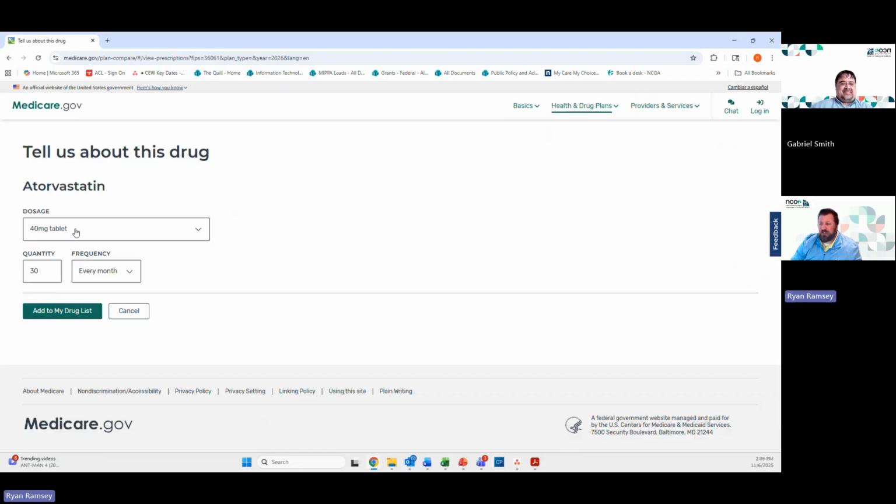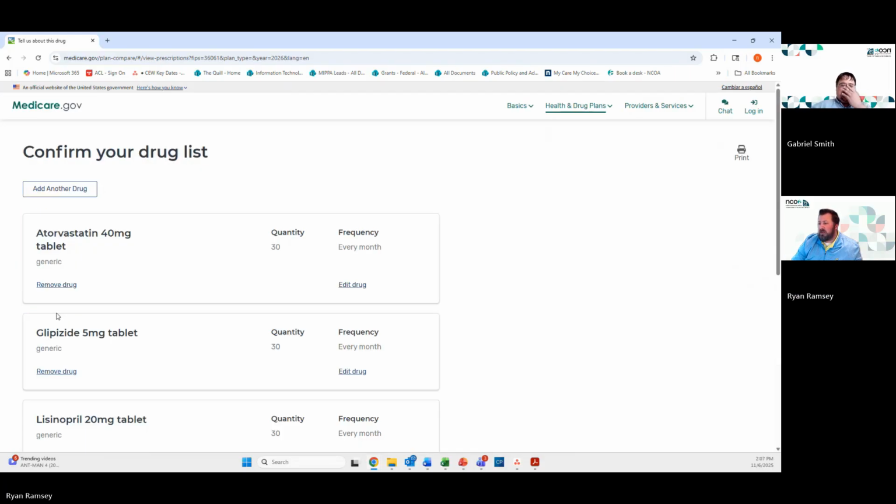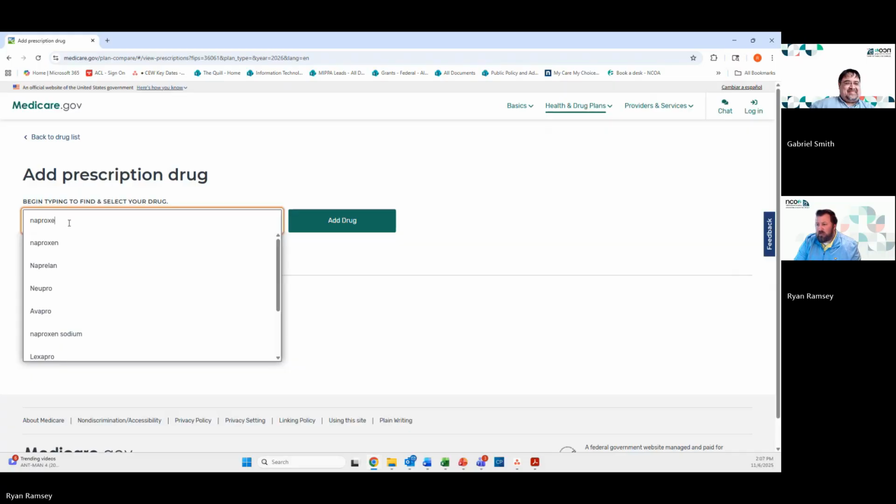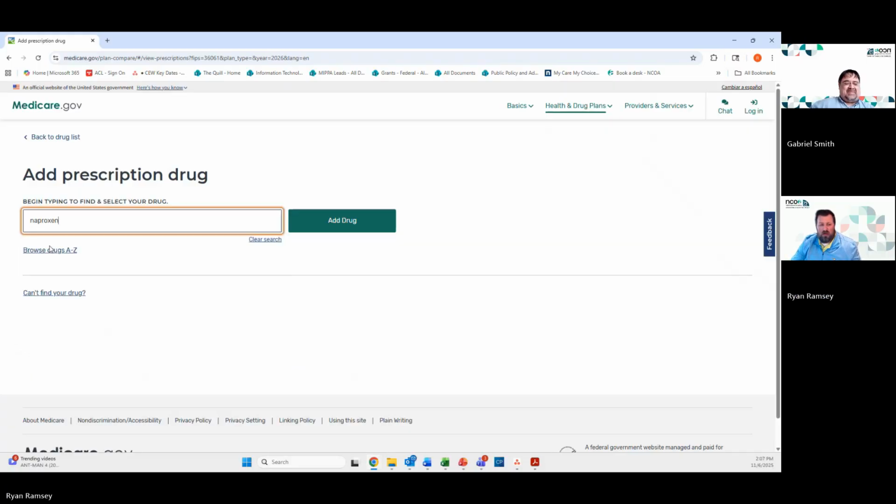What is the dosage that he takes? 40 milligrams. Perfect. And his quantity? 30. And is he taking that daily? He is, yes. Awesome. And what is his fifth medication? All right. It's Naproxen.